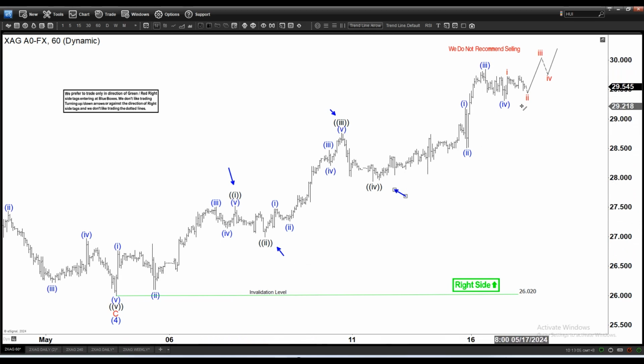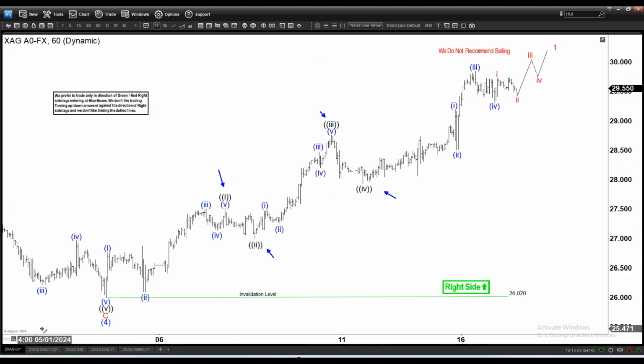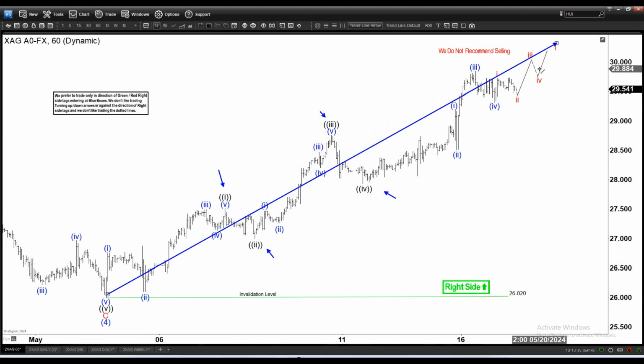1, 2, 3, 4 blue, and then this red, when it ends 5 in blue and it ends 5 in black. And so once it ends 1, 2, 3, 4, 5, it will then end wave 1, which is wave 1 of 5, and then silver is going to be correcting this entire rally, right? So because we're correcting the entire rally, then you should expect the correction to be a bigger correction.